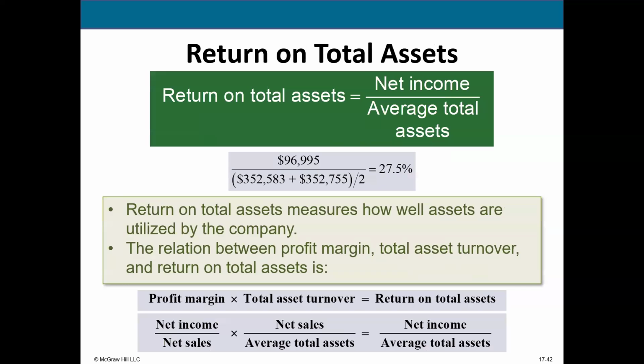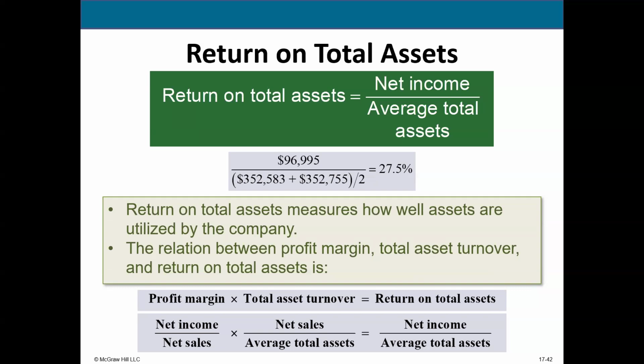The next one to look at is called the return on total assets. This tells us about the company's ability to earn a return on its total assets. Obviously, the company uses assets to help generate profit. That's the whole idea here. To calculate this, we take our net income and divide that by average total assets.